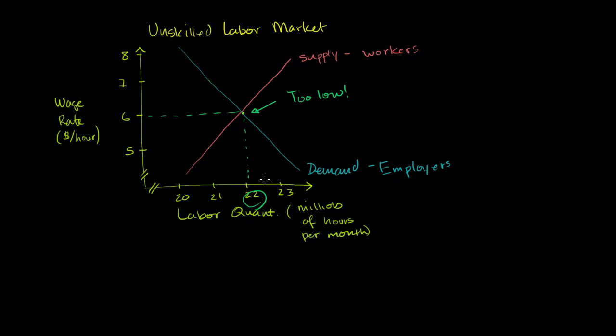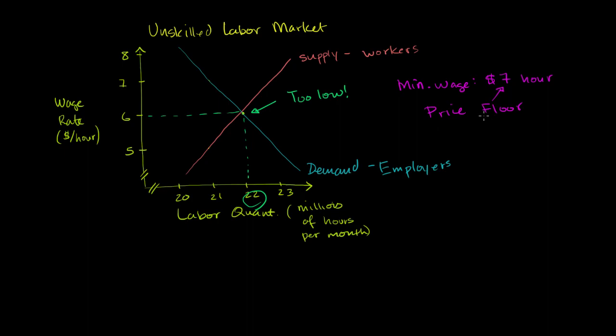So they say, hey, you know what? We are going to pass some well-intentioned legislation. We are going to pass a minimum wage. We are going to pass a law, minimum wage, that says any employer has to pay at least $7 an hour. So it has to be at least $7 an hour. So this right over here is a price floor. This is a minimum price in the market. When we talked about rent control, that was a price ceiling. That was a maximum price for rent. Now this is a minimum price for labor.